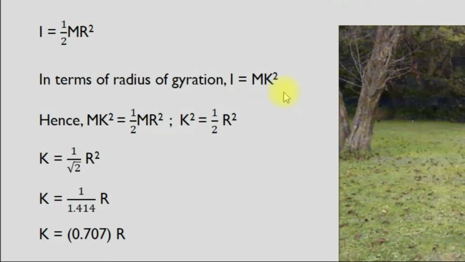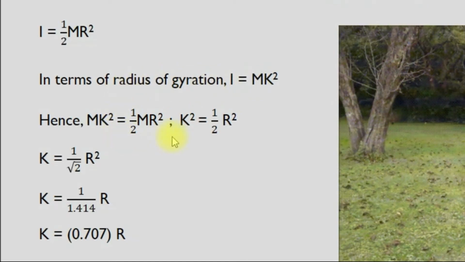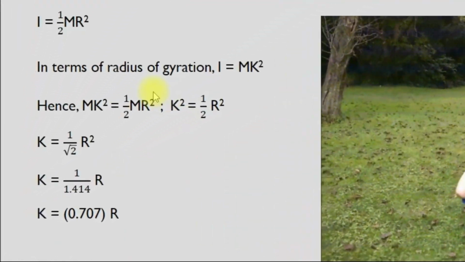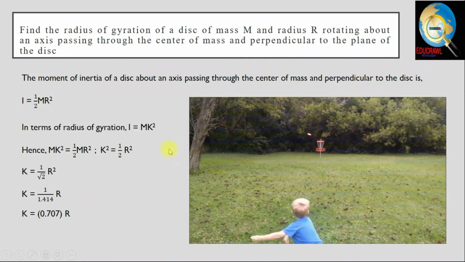So in these two equations, the moment of inertia is the same. Equating the RHS, we have half m r squared is equal to m k squared. So cancelling m on both sides, we have k squared is equal to 1 by 2 r squared. Hence k will be equal to square root of 1 by 2 r squared. So square root of 1 by 2 is 1 by root 2, and square root of r squared is r. 1 by root 2 value is 1 by 1.414. So k is equal to 1 by 1.414 into r, whose value is 0.707 r. This is the value of k.